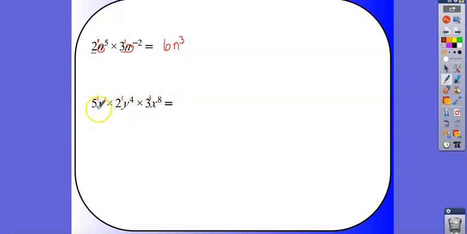Okay, I'm just going to come over here and I'm going to multiply 5 times 2 times 3. That would be 10 times 3 is 30. Those are all my constants. Now I'm going to come back and look at my variables.